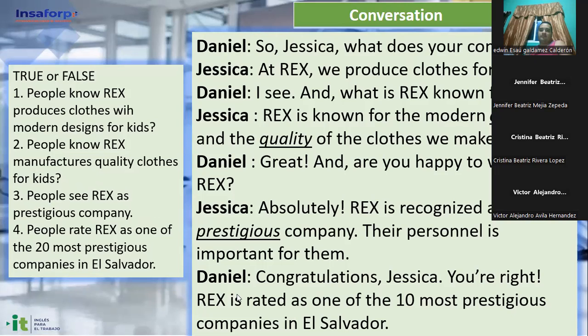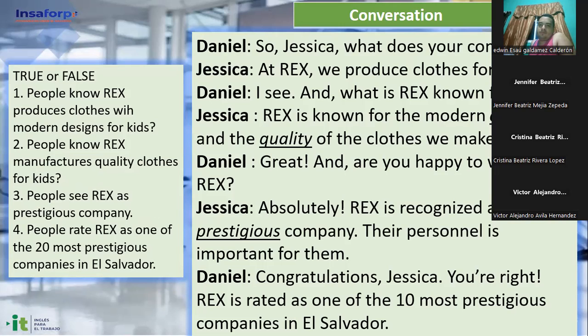People know Rex produce clothes with modern design for kids. That is true or false, class? True. That is absolutely true. Yes. Number two, people know Rex manufactures quality clothes for kids. True or false? True. It's true, yes.